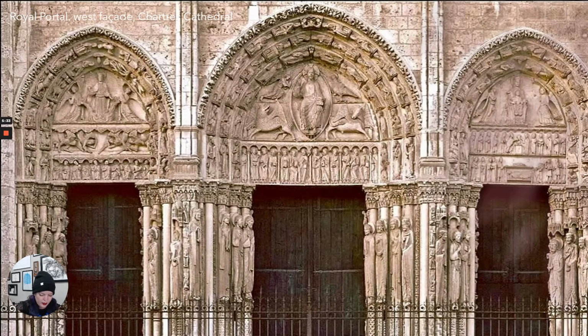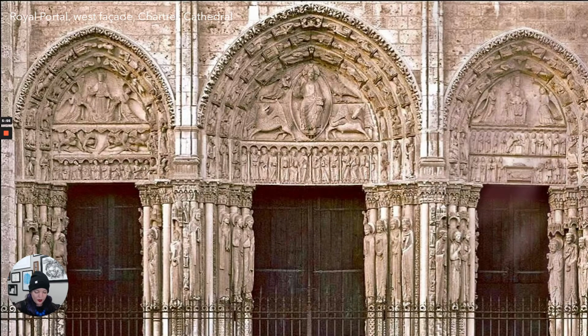Okay. The second coming, or Christ in majesty here, is in the central tympanum. So here he is enthroned. We have the symbols of the evangelists, the guys who wrote the Gospels, around him. I already talked about that. On the lintel, we also have the signs of the four evangelists.